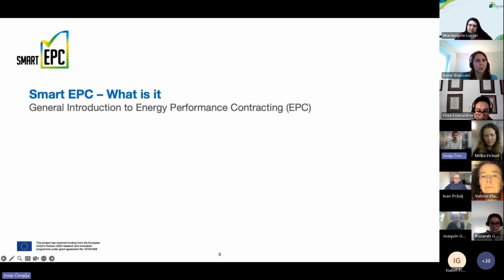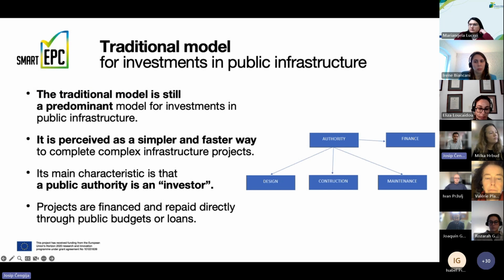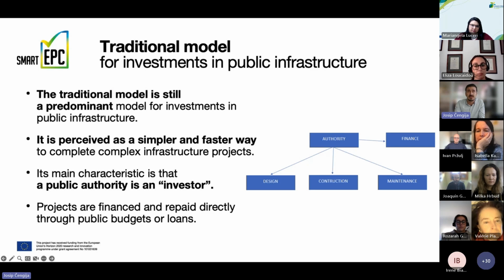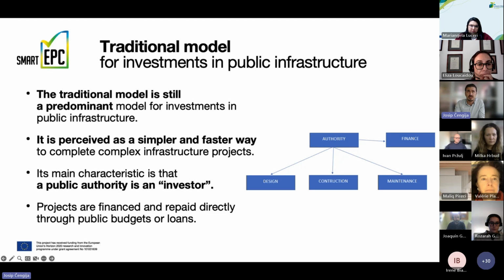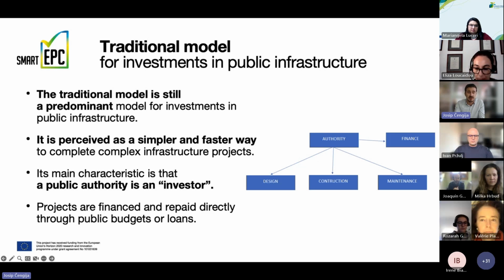So to answer the question about energy performance contracting and what it is, first of all, we need to define what we mean when we say traditional models. When we talk about traditional models, we are talking about the model that is still the predominant model for investments in public infrastructure. And it is still perceived to be a faster and simpler way to complete complex infrastructure projects. Why is this the case? Just because we are all used to it. It's the way we have always done things, and the procedure, documentation, and the role of the stakeholders are known to us. And this is why most people perceive this traditional model to be faster and simpler than alternative procurement models.